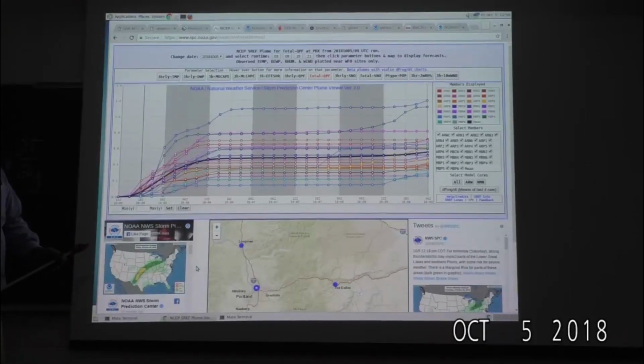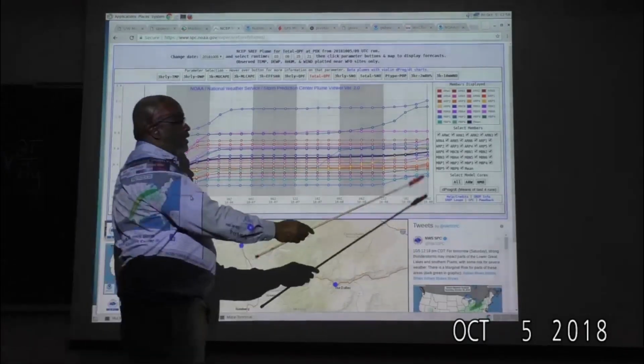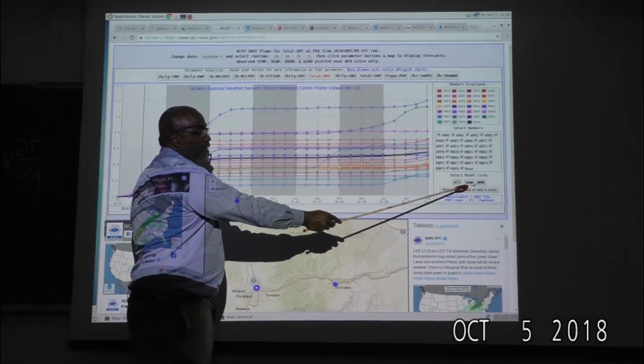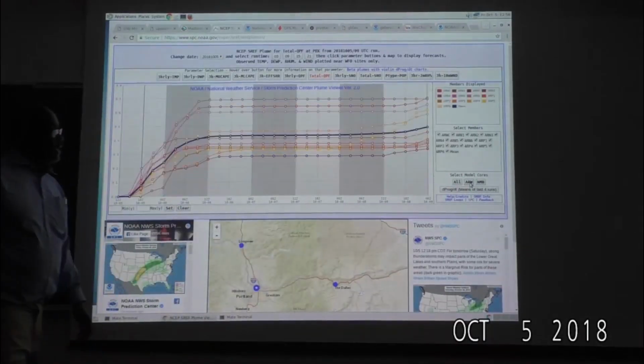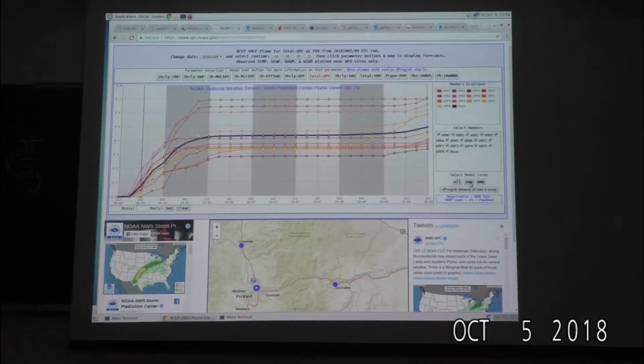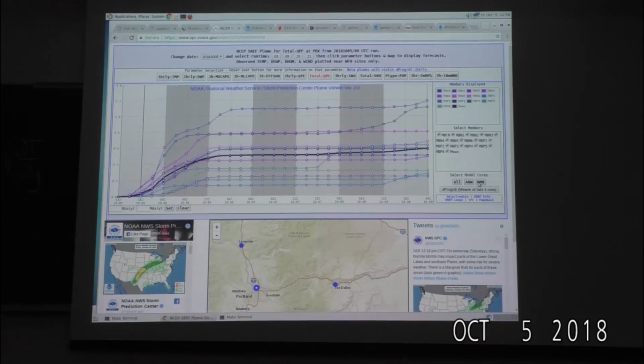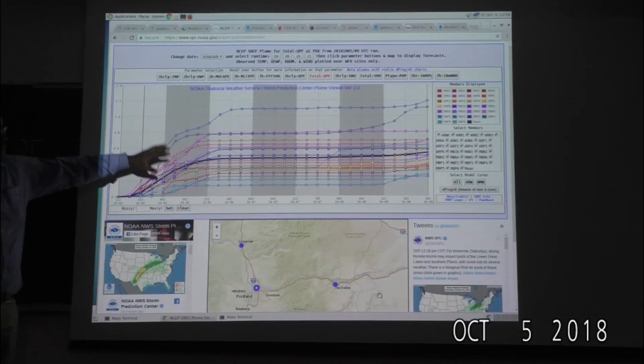So one way to look at this is, let's look at only the ARW models. This is the NCAR ARW model. That's the spread that you get with that. The NMB, I think, is NOAA's model. That also has a wide spread there. This may not be the best station to look at, maybe because of orography.